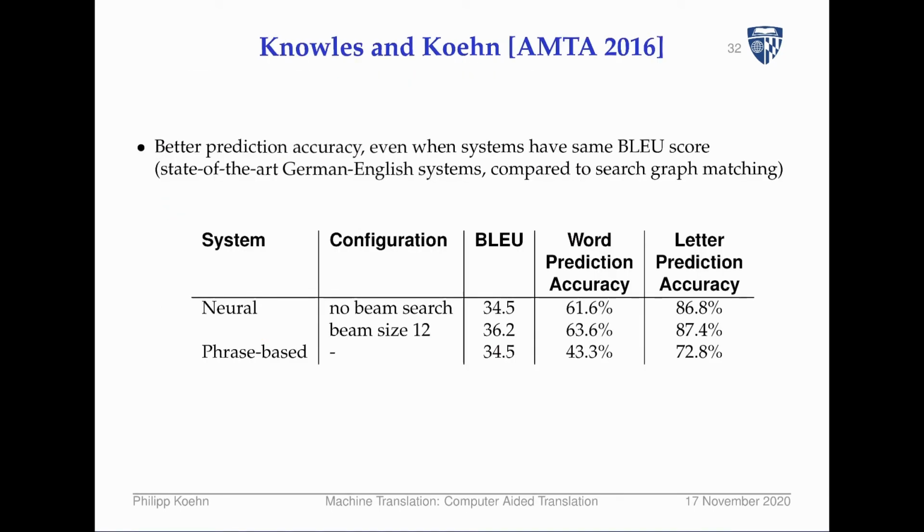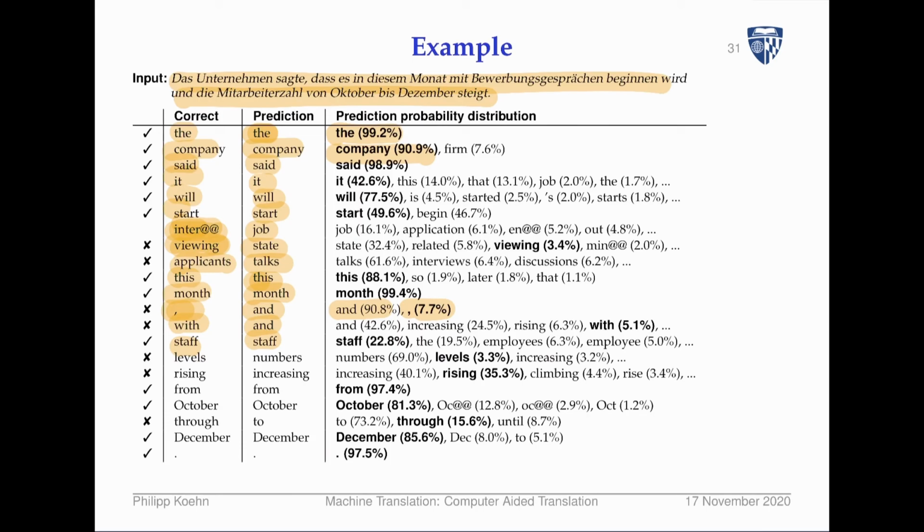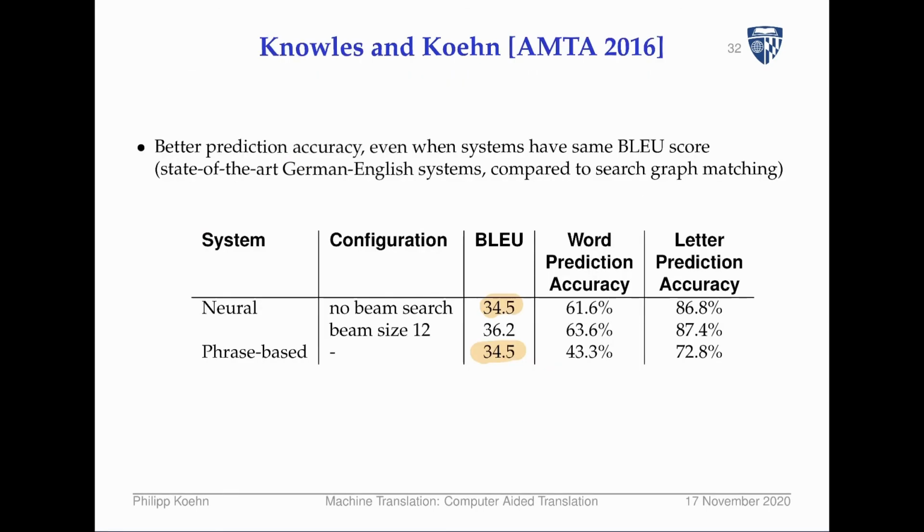So this is our user study we did with neural interactive machine translation. We compared it against phrase-based MT. We had an interesting setup where we had a phrase-based machine translation system that had the same quality in terms of BLEU score as a neural machine translation system. And we can then measure how good the predictions were. We just measured here on this chart how many X's we have, how many check marks we have. And our phrase-based system had only 43.3% accuracy in word prediction, while the neural system had 61.8.